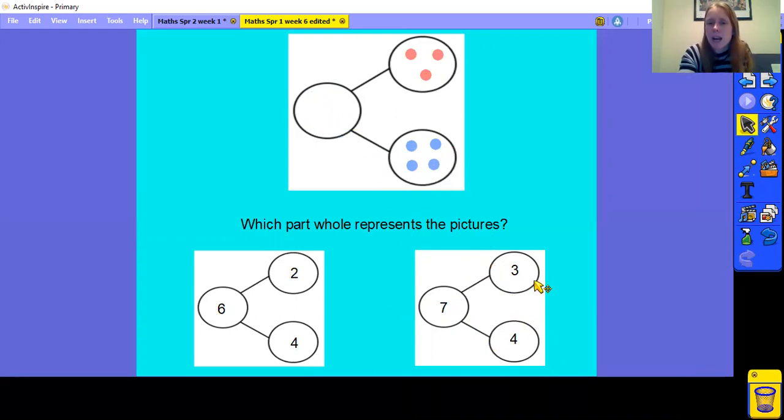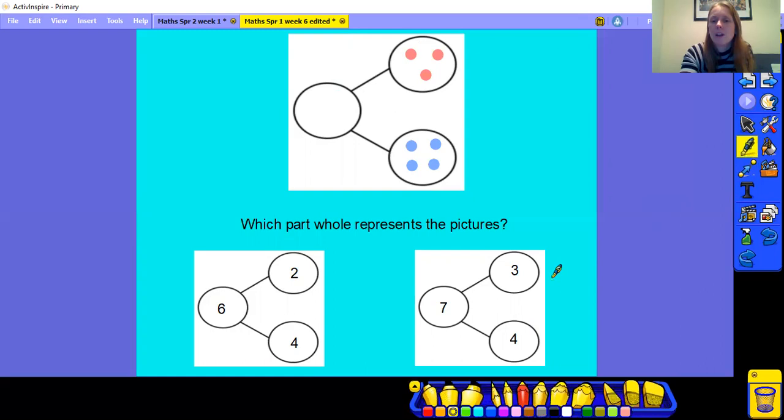This one is right. Look, we have 4 blue spots, and this 4 represents the blue spots. Here we have 3 red spots, and this 3 represents the 3 red spots. When we put the spots together, we had 7 spots, and this whole number represents all of the spots together. This one is the porthole that represents the top one. Well done if you saw that.